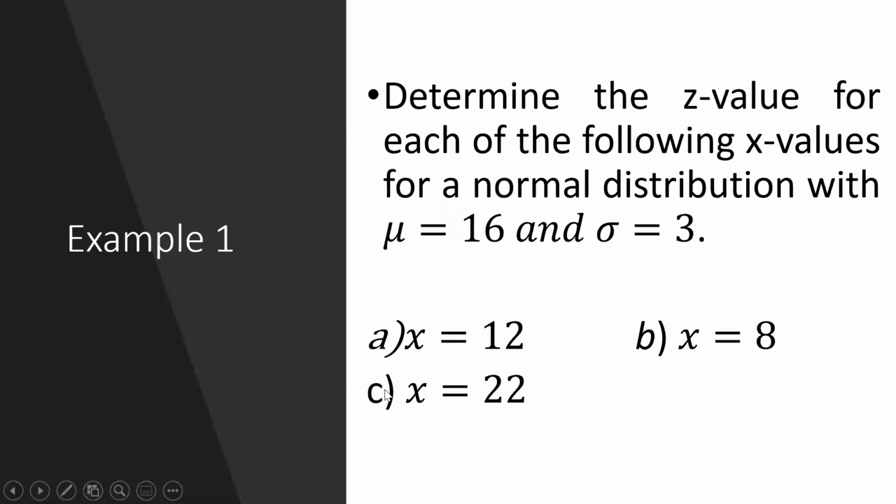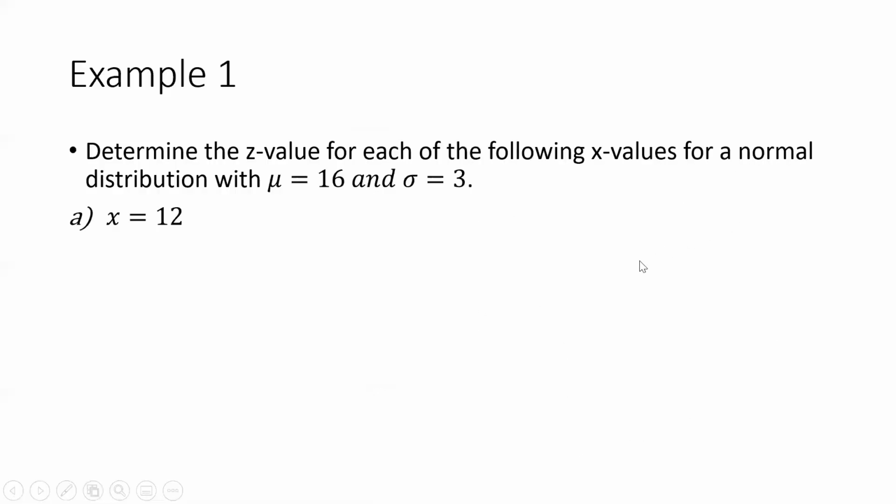So let's have this example. Determine the z value for each of the following x values for a normal distribution with mean equals 16 and the standard deviation of 3. So A, x equals 12, B, x equals 8, C, x equals 22. So we're going to identify the exact location of this score in the normal distribution. So let's start with x equals 12.